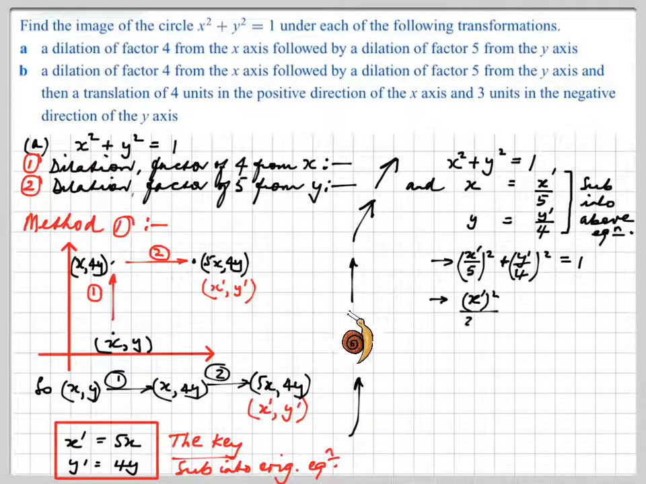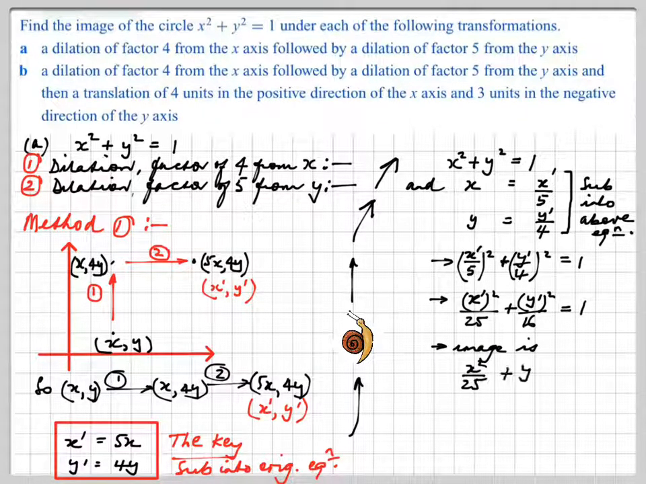And there it is. There's my ellipse. Therefore, you then drop the dashes, and you just say the image is that thing, and there you've got it. Okay, it's very, very straightforward, totally logical, and that's method 1.